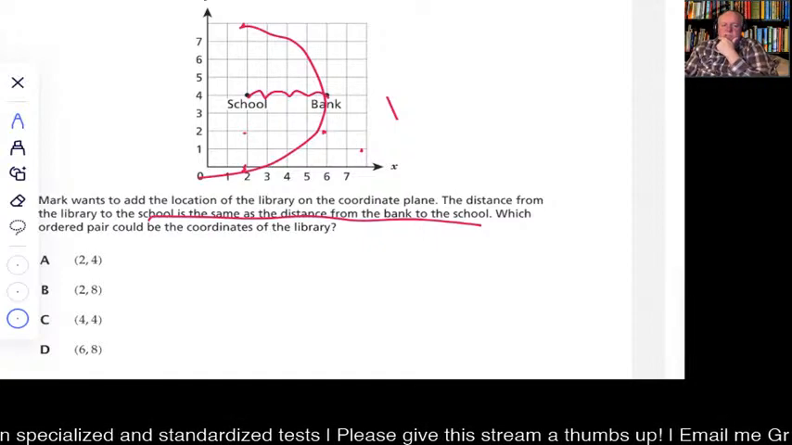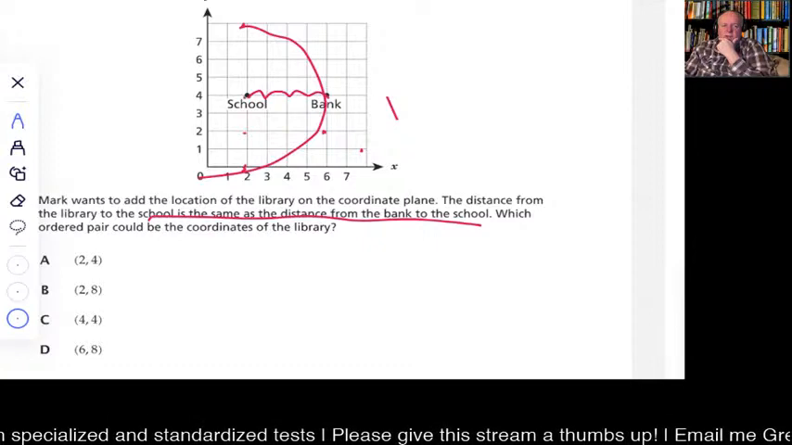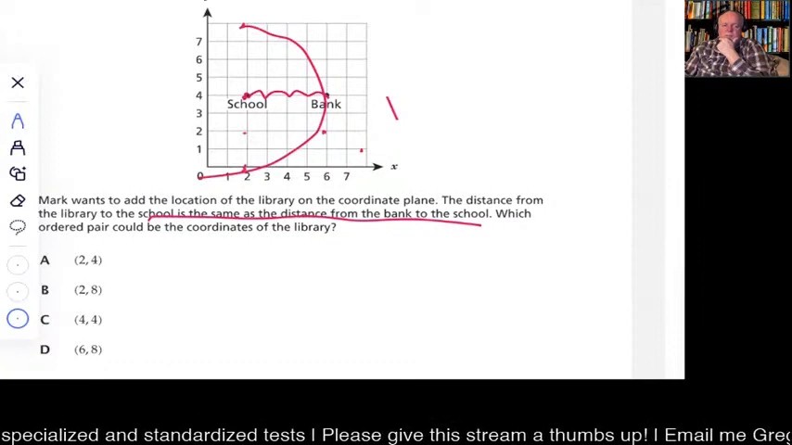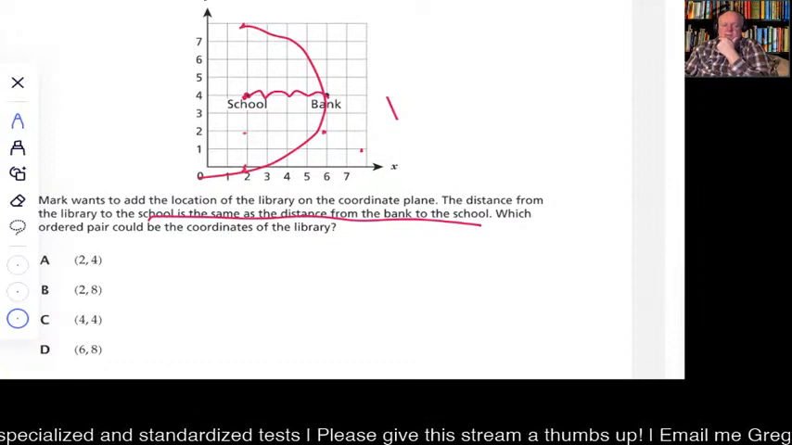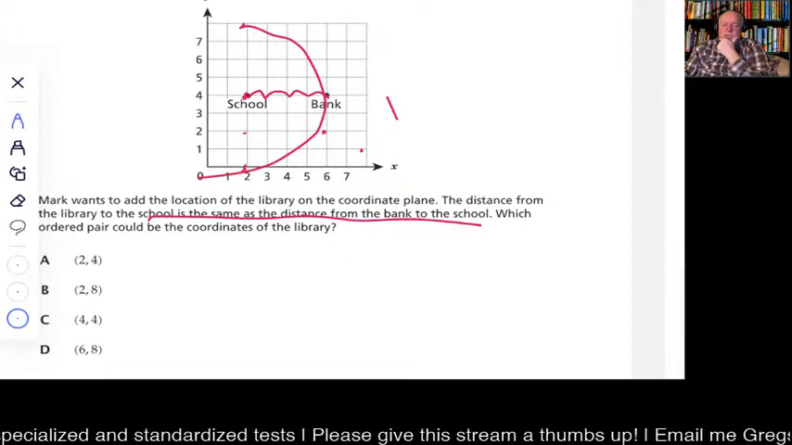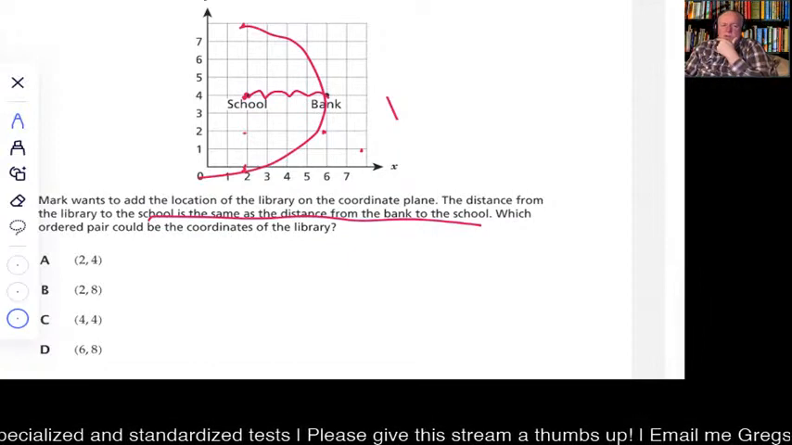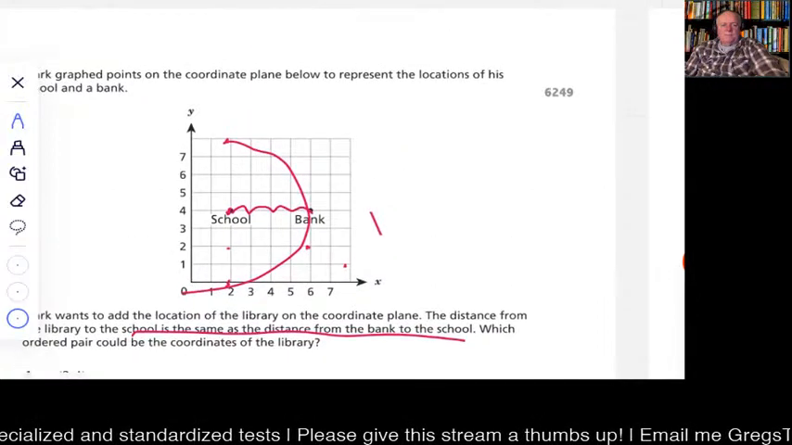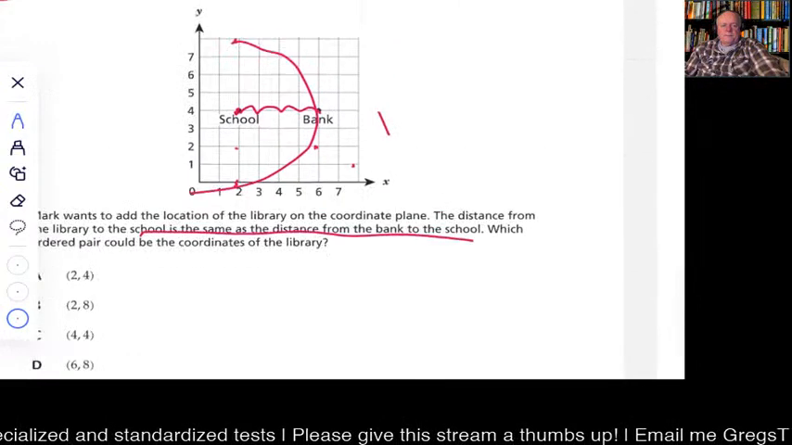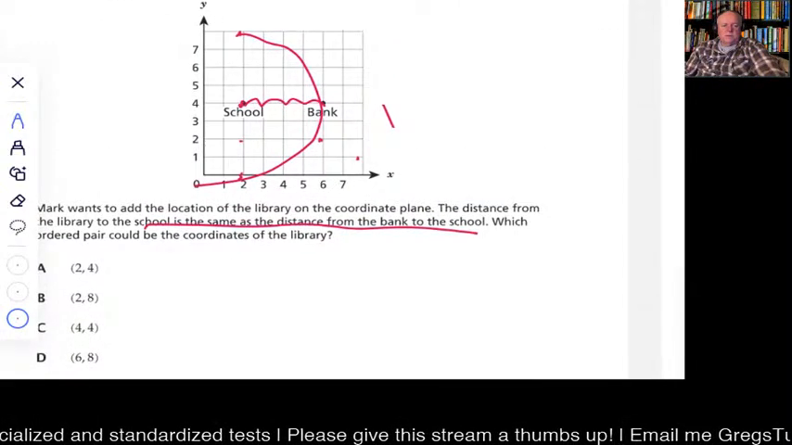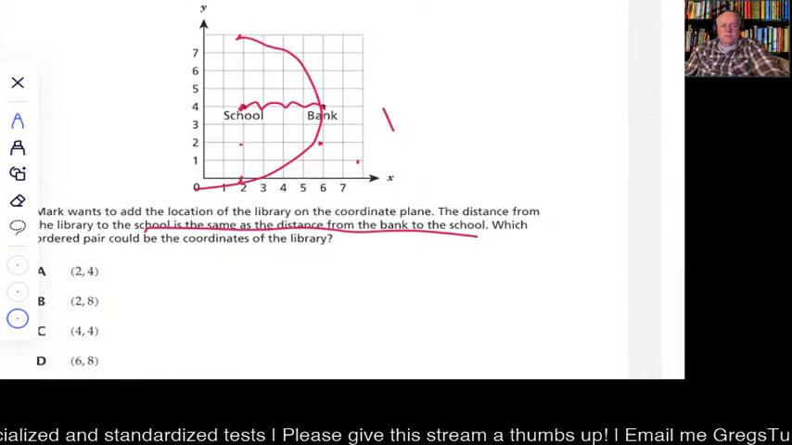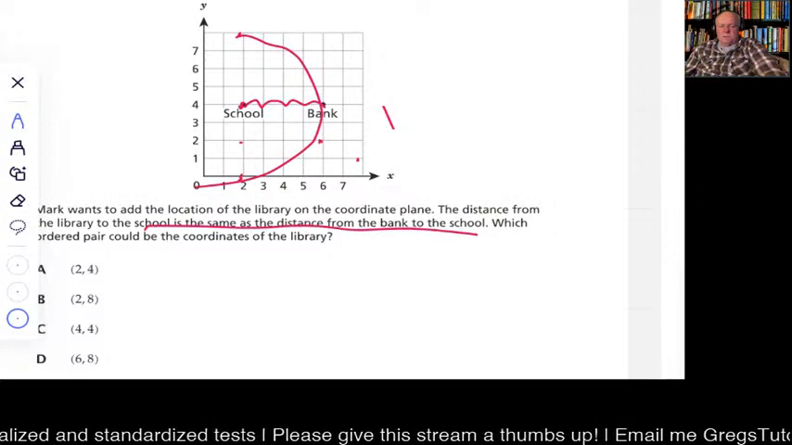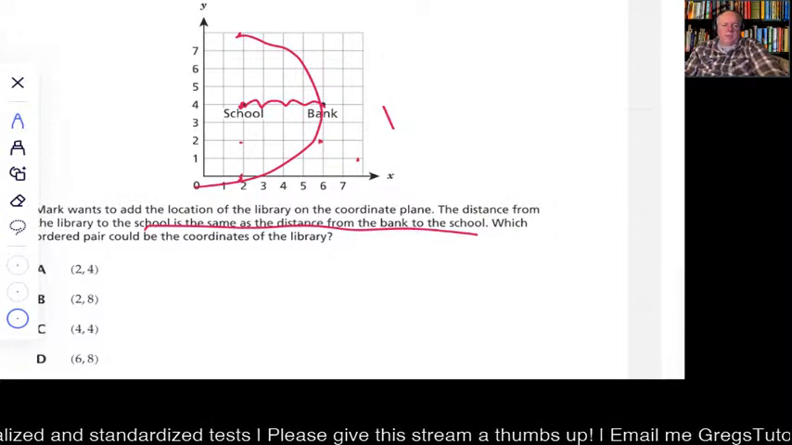They say it's 2, 4. Okay? So if the library was at 2, 4, is that the same distance from the bank to the school? No, it's on top of the school. It'll be on the next level of the school or below it, right? So it can't be choice number A. Let me get this right. It was not showing on the screen. Good. Let me make sure the D is still there. Give me 1 second. Yeah, the D is within the line. Okay. So A was no good.